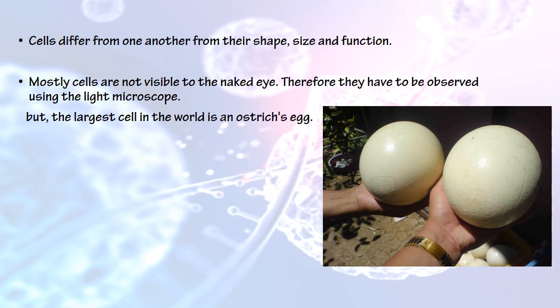But have you ever pondered about cell size and shapes? Yes. Cells have different shapes, sizes and functions. Mostly, cells are not visible to the naked eye. Therefore, they have to be observed through a microscope. And the largest cell in the world is the ostrich egg. You can see it on the screen.